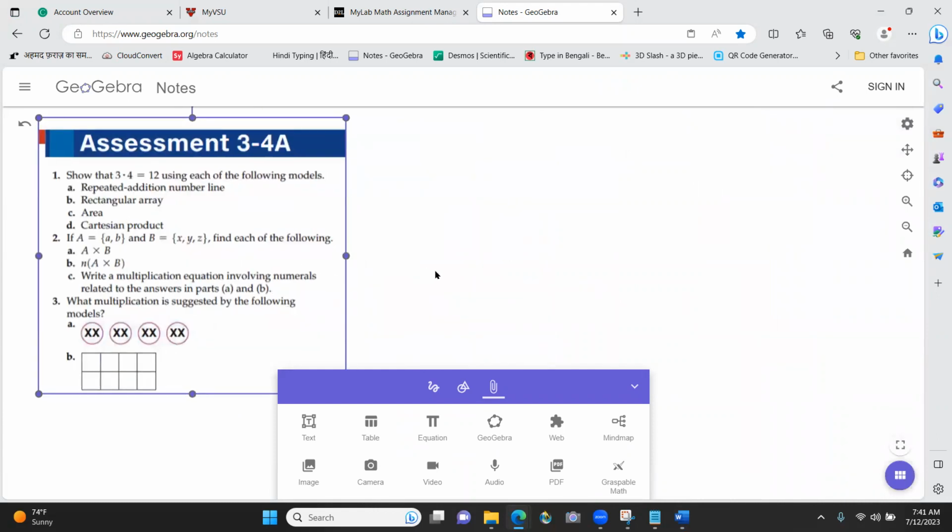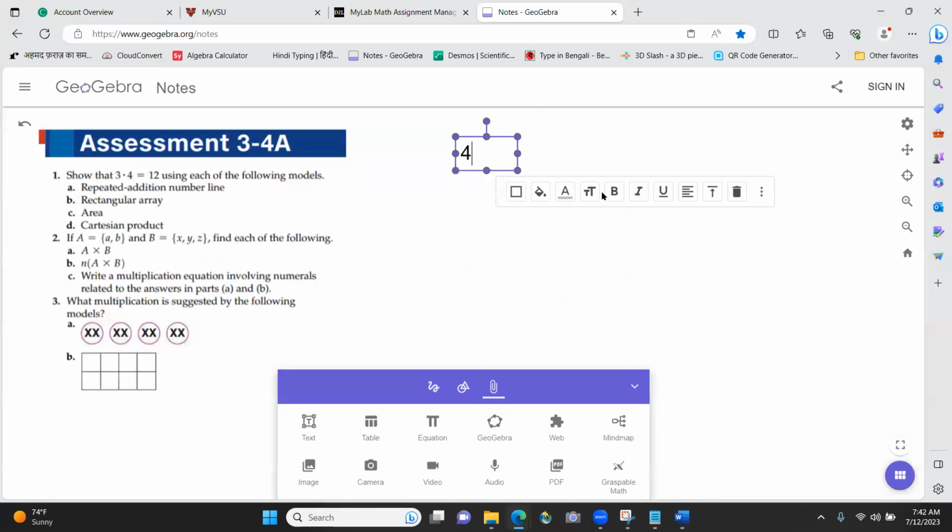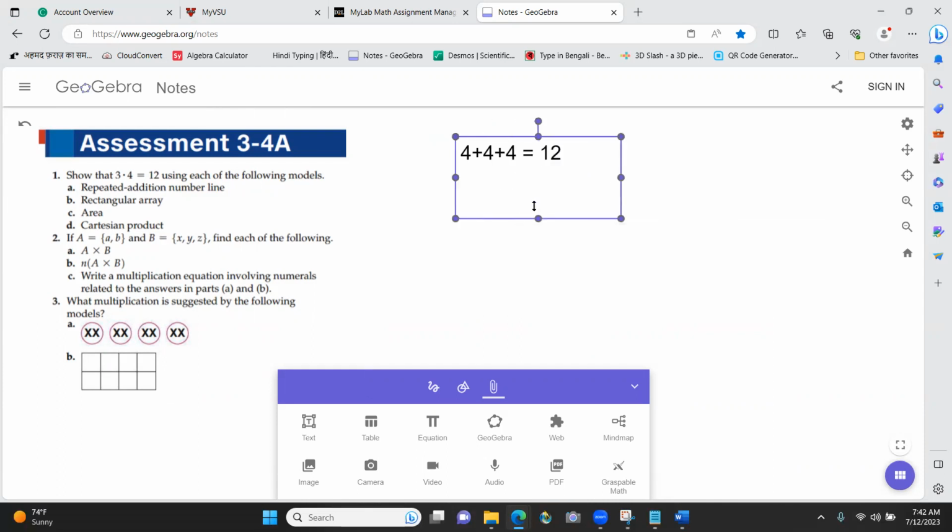Show that 3 times 4 is 12, using each of the following models. Multiplication is repeated addition. What would repeated addition mean? 3 times 4, 3 copies of 4. That simply means 4 plus 4 plus 4, and we all know that is 12. This is what they mean by repeated addition. Instead of writing 3 times 4, you can write 4 plus 4 plus 4.